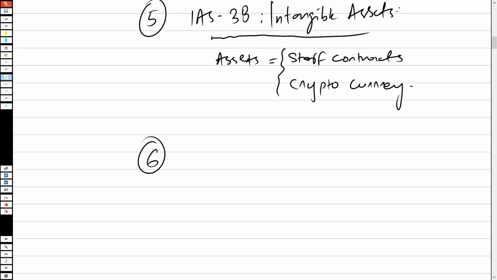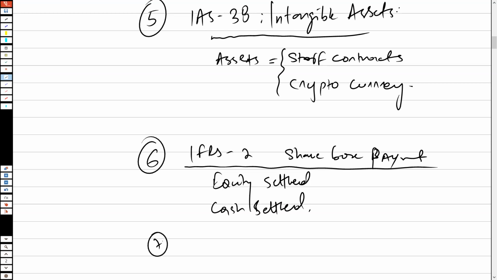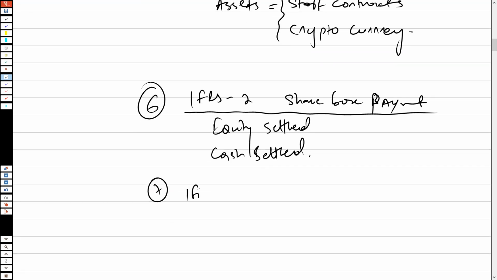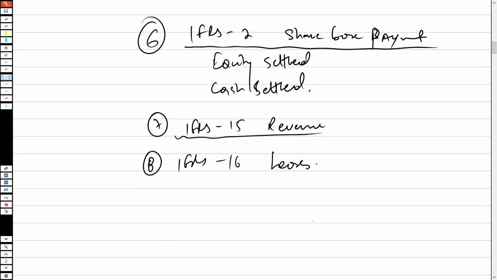Then if I move forward, the next thing is IFRS 2, share-based payment transactions. The most commonly examined area is equity settled transaction or cash settled transaction. Then you've got number 7, which is IFRS 15, revenue, a mandatory adjustment. Then you've got IFRS 16, which is leases, again usually a mandatory adjustment. And lastly, you've got the group accounts.